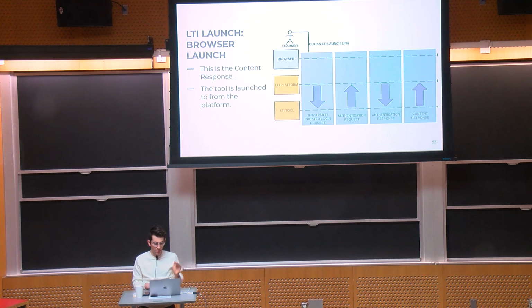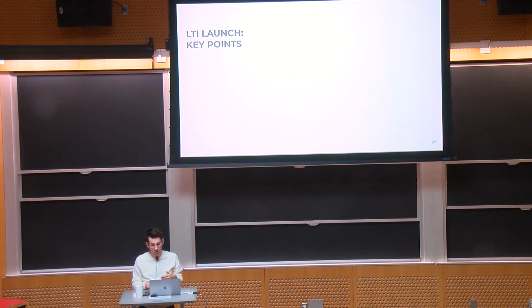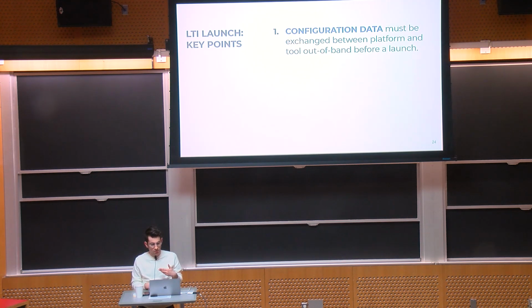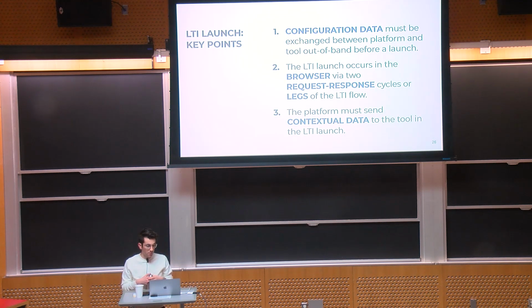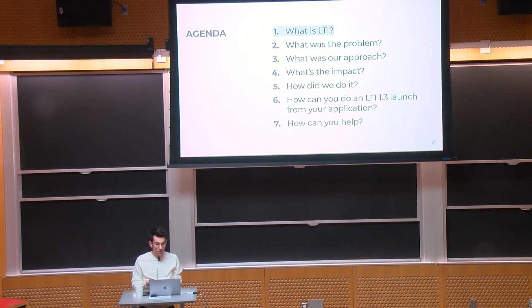There are a lot of boxes and arrows and lines here, but the most important thing to take away are the following key points that we should take with us through the rest of the talk. The first is that configuration data has to be exchanged between the platform and the tool out of band long before a launch. The LTI launch occurs in the browser through two legs of the LTI launch, these request-response cycles. And lastly, a platform has to send contextual data to the tool in order to give the launch context and color so the tool knows what to do and what is being launched to. So that's a quick overview of LTI, why it's important, how it works.